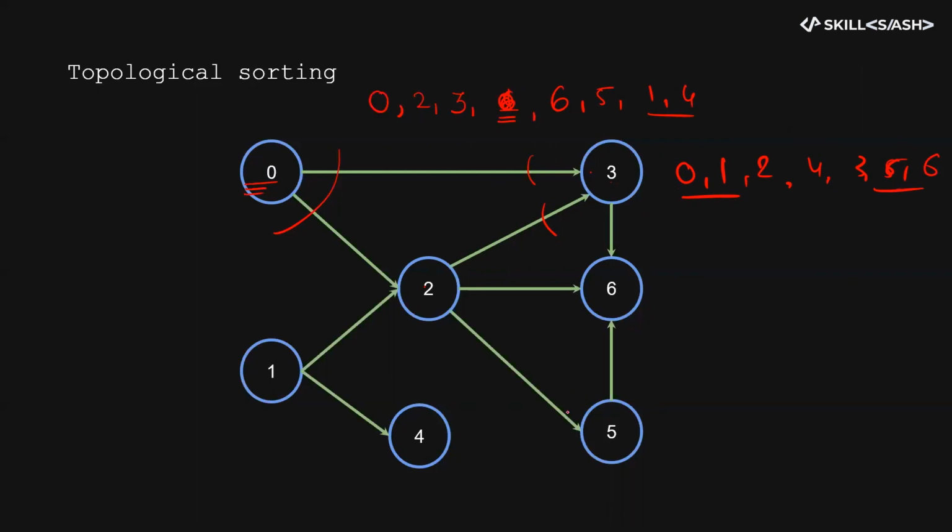To complete 5, you need to have completed 2 first, and to complete 6, you need to have completed 3, 2, and 5 first. So based upon that, the point is, how can I find this ordering? That is called the question of topological sorting.